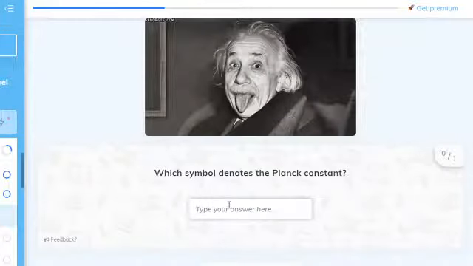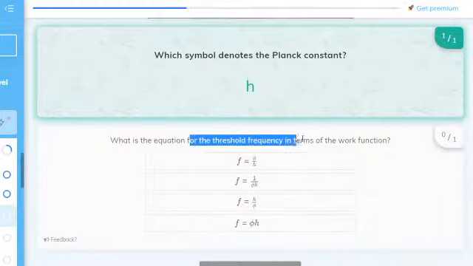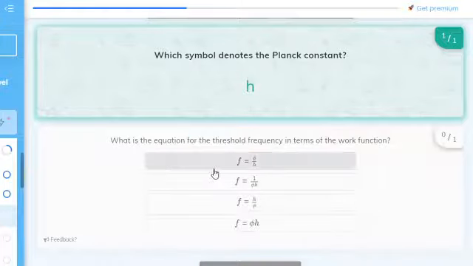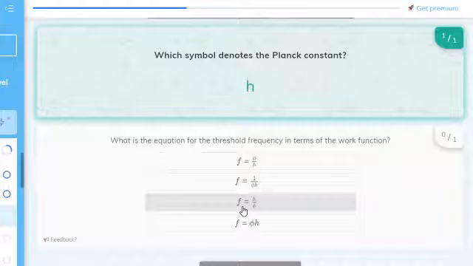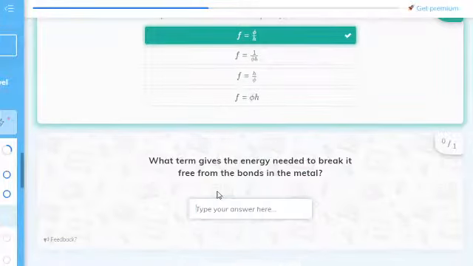What symbol denotes Planck's constant? It's H, a special demented looking H. So, which of these equations for the threshold frequency is in terms of the work function? The work function is the phi, and so phi equals f times h. That means that f equals phi over h. Yep, that one. What term is given to the energy needed to break it free from bonds in the metal? Threshold frequency. My spelling really doesn't help with this, does it?